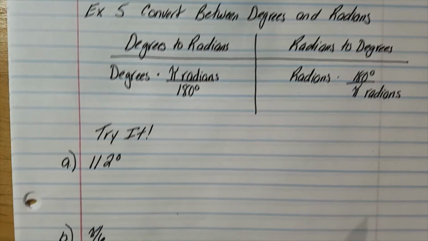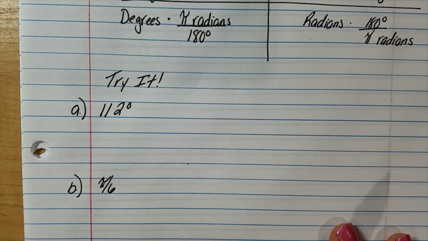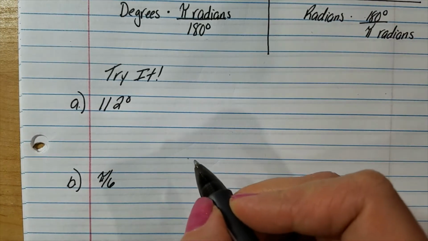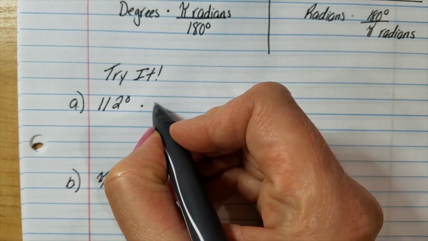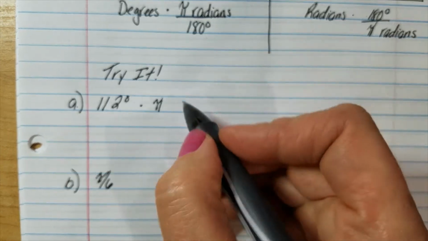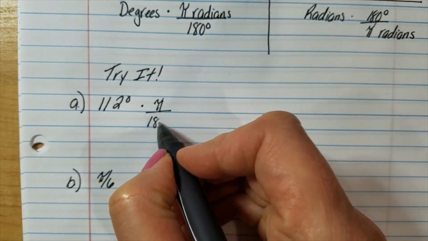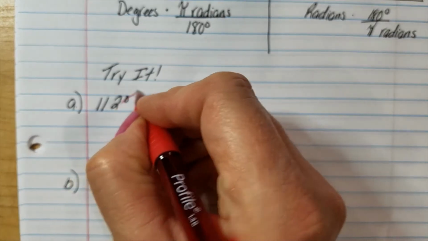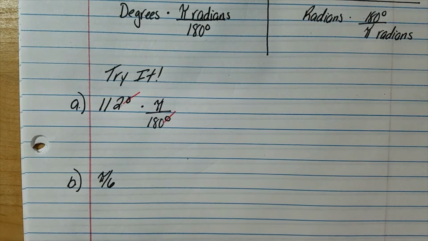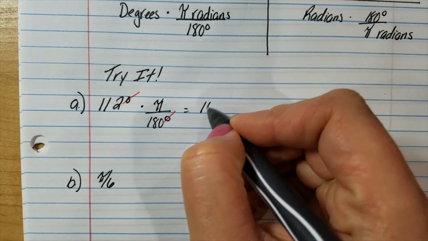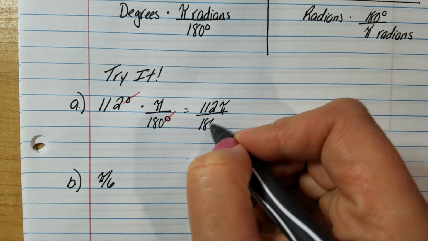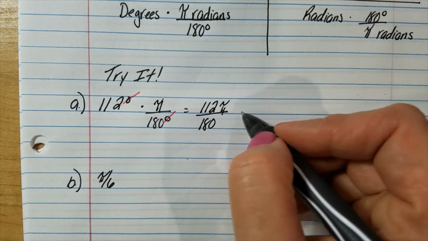Let's go ahead and do the try it. We're going to convert 112 degrees into radians. So here we go. I'm going to take 112 degrees times pi all over 180 degrees. Now, my units are going to cancel out, which is what I want. Equals 112 pi all over 180. We need to reduce this fraction.